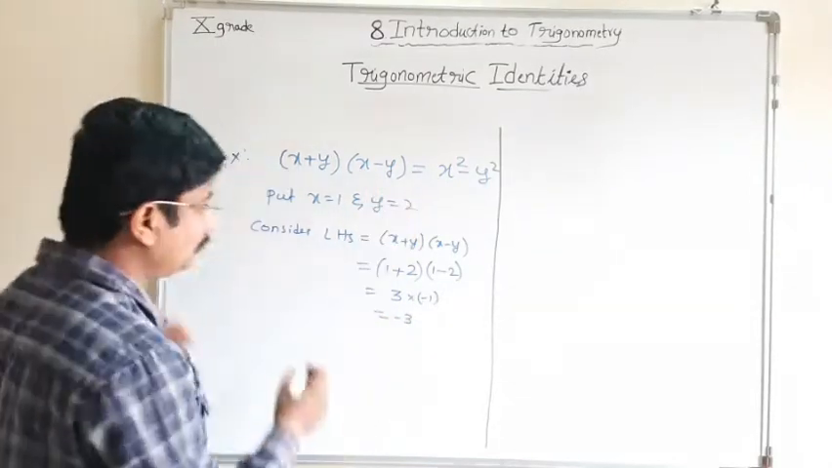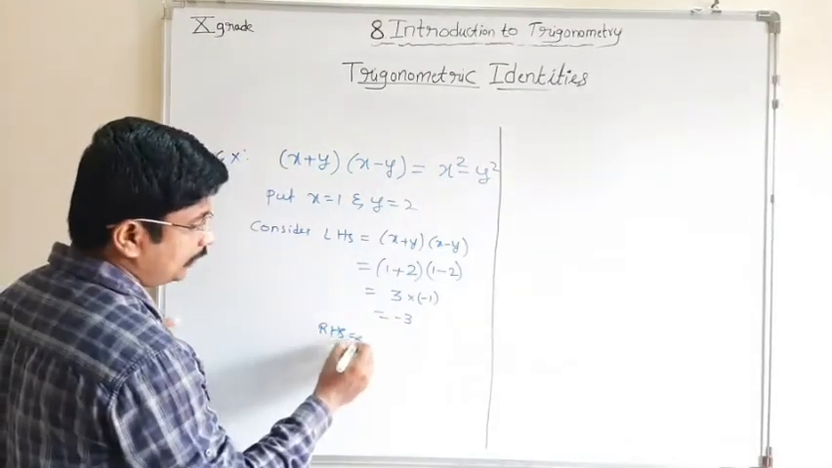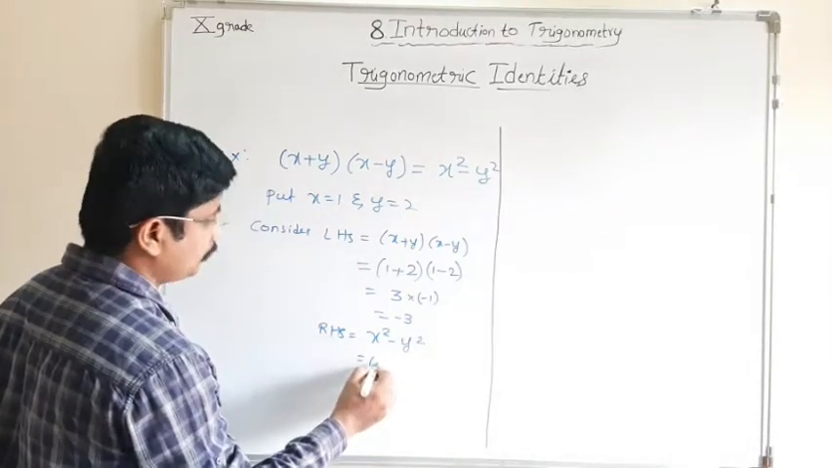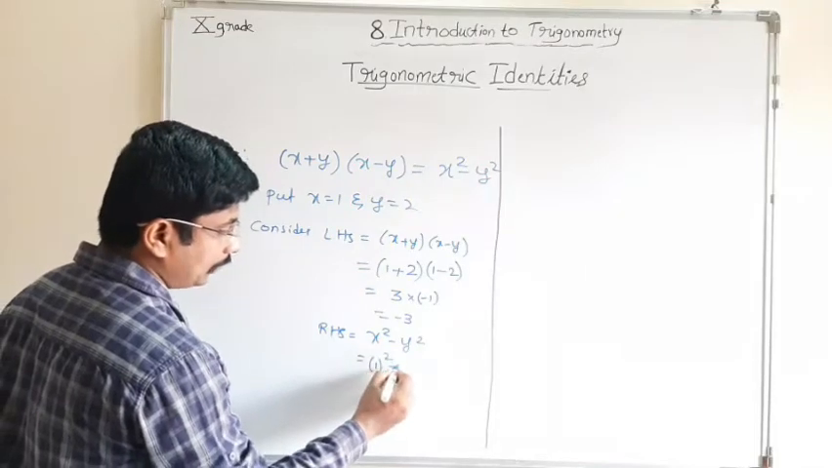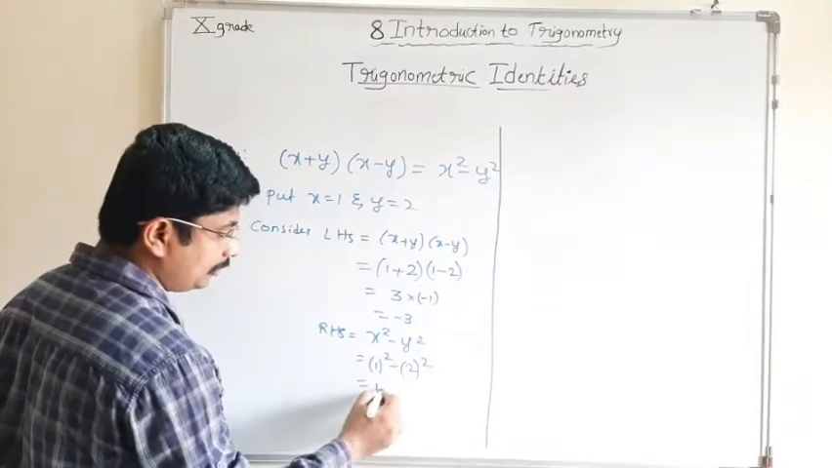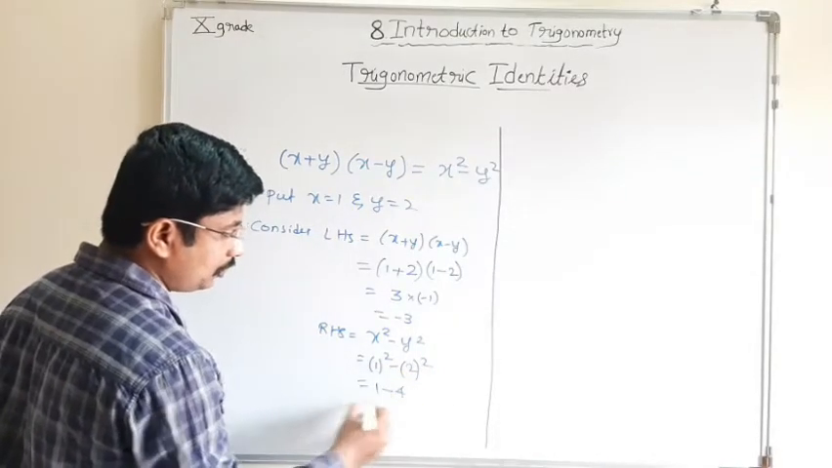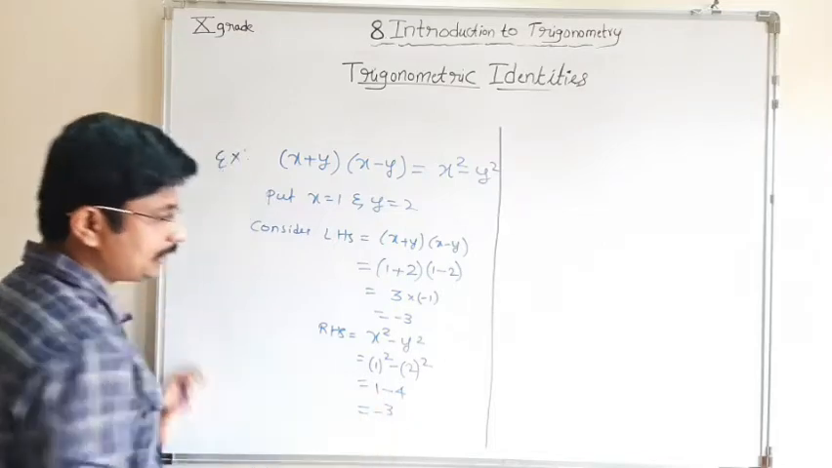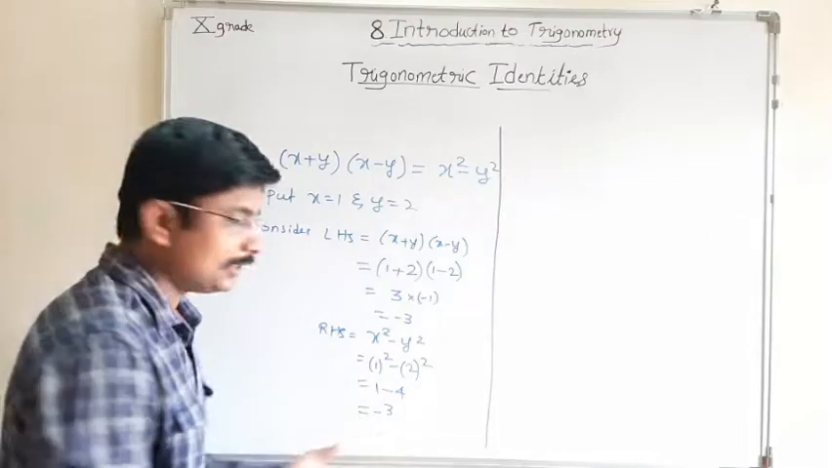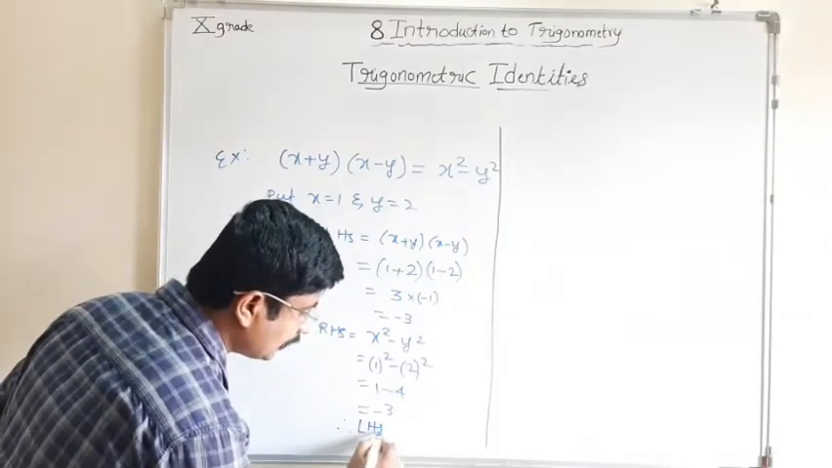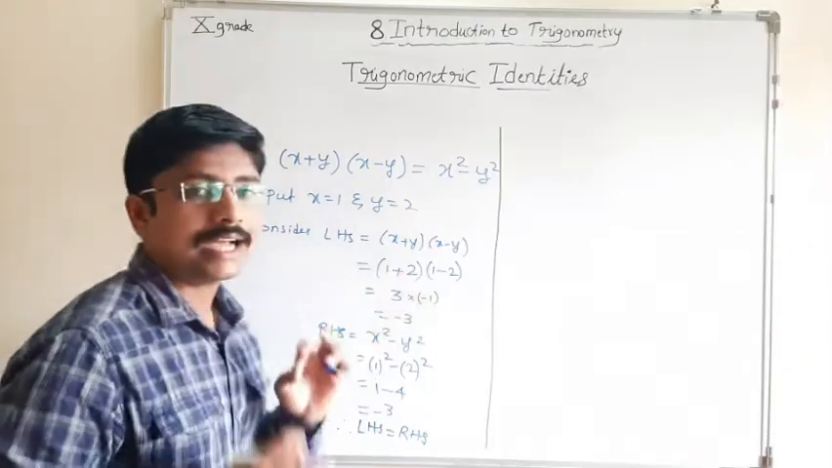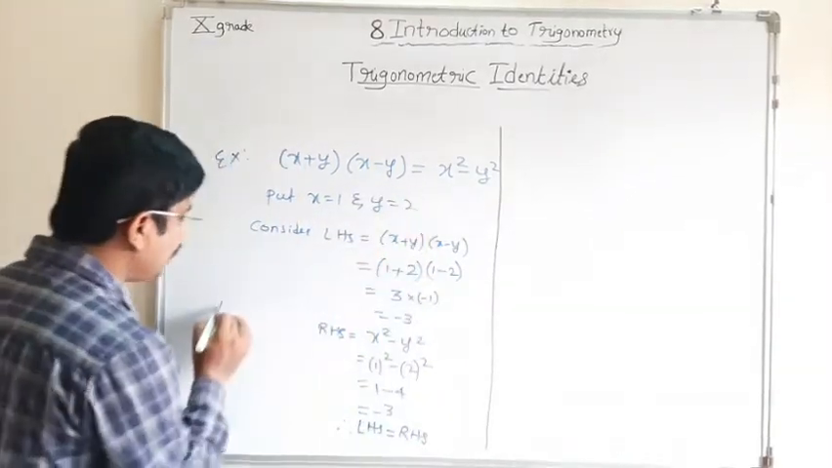3 into minus 1 is minus 3. Now consider the RHS part, that is x square minus y square. Put x equals 1 and y equals 2: 1 square is 1, minus 2 square is 4. 1 minus 4 is minus 3. Look, LHS is equal to minus 3 and RHS is equal to minus 3. Therefore, LHS is equal to RHS. Therefore the given example is an identity, that is an algebraic identity.